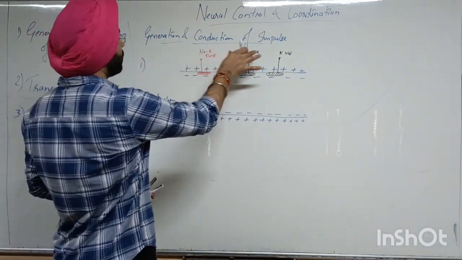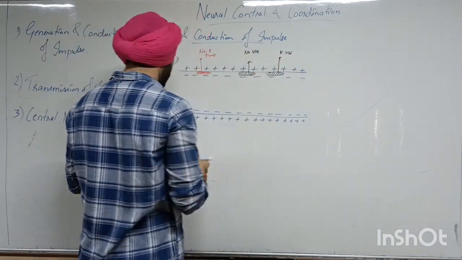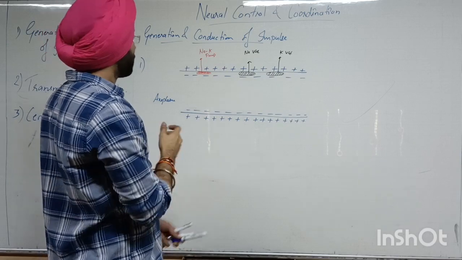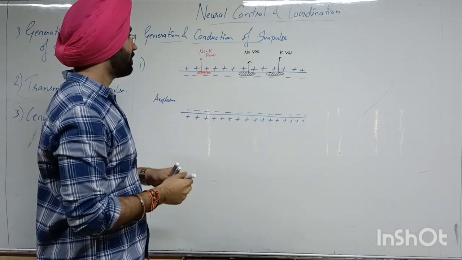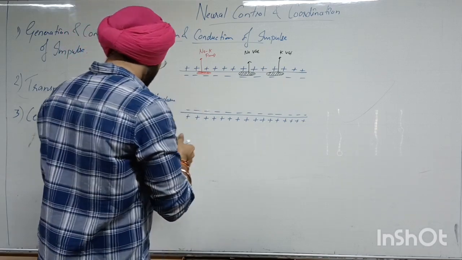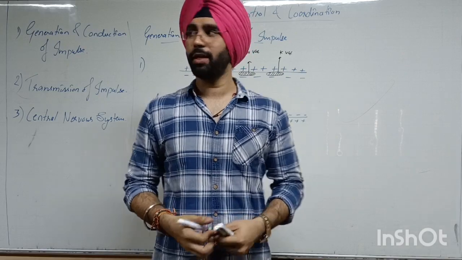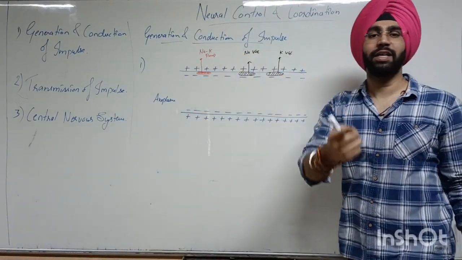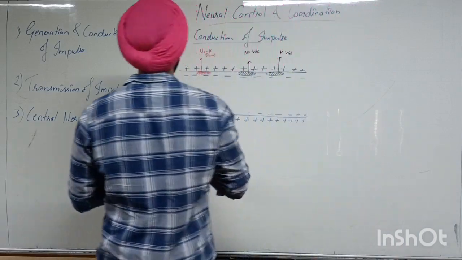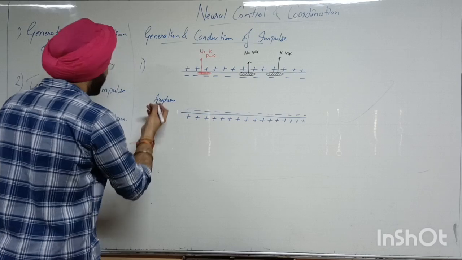So let's understand what is the use of these pumps and channels present over here. You can see the axon membrane is charged, negative inside and positive outside. At resting condition, this negative charge inside and positive charge outside is maintained by a sodium potassium pump, which is always open. So here I am writing the points.